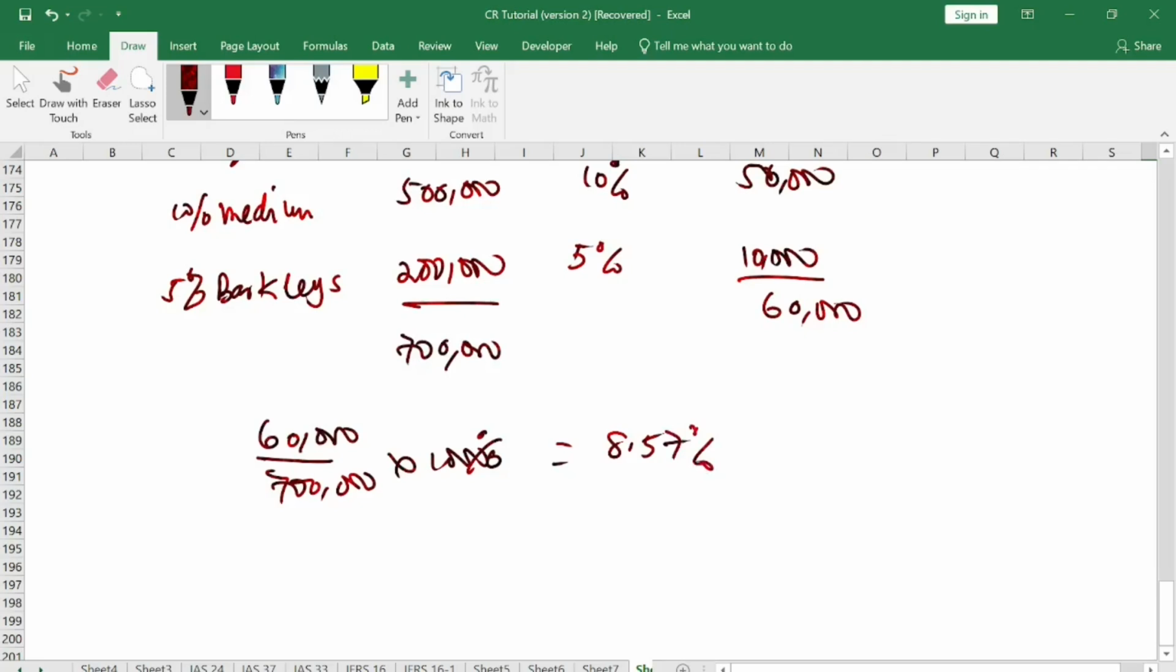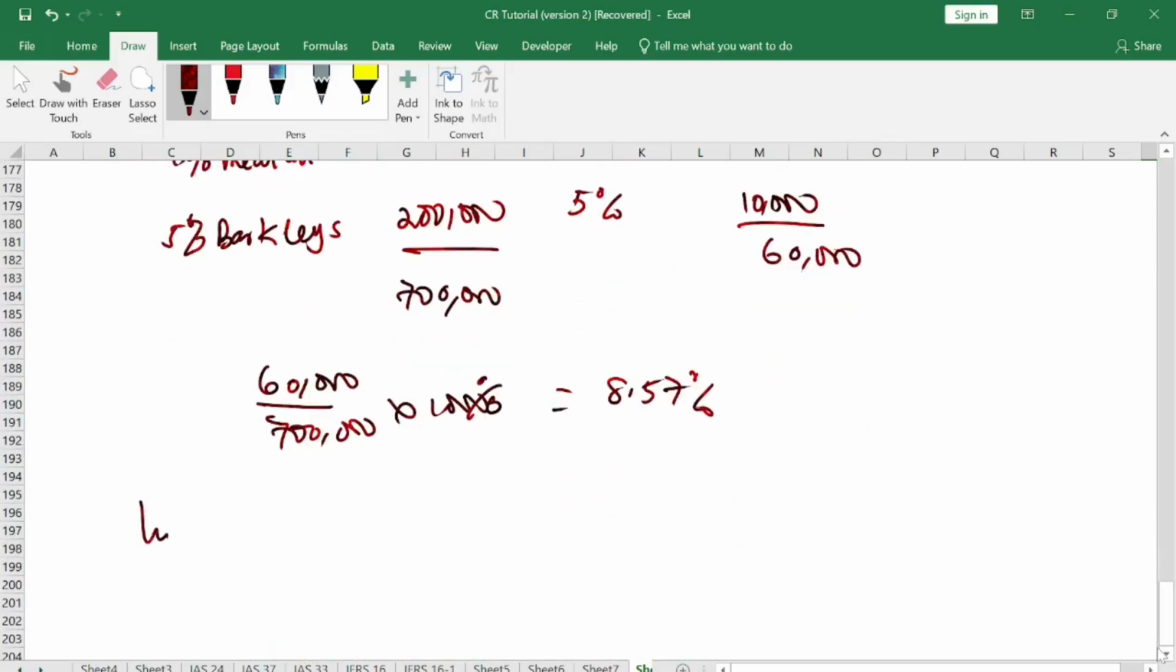8.57% in all. Okay. So now that we know our weighted interest, how do we calculate our interest from the expenses we made? Remember, when you are calculating interest from the general pool, you will calculate it based on the expenses or payment made.